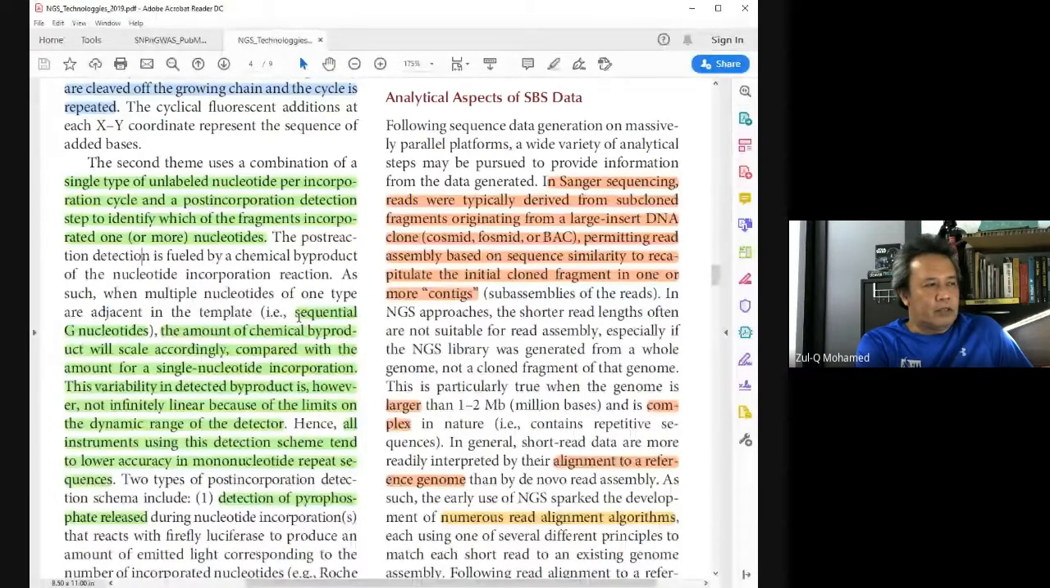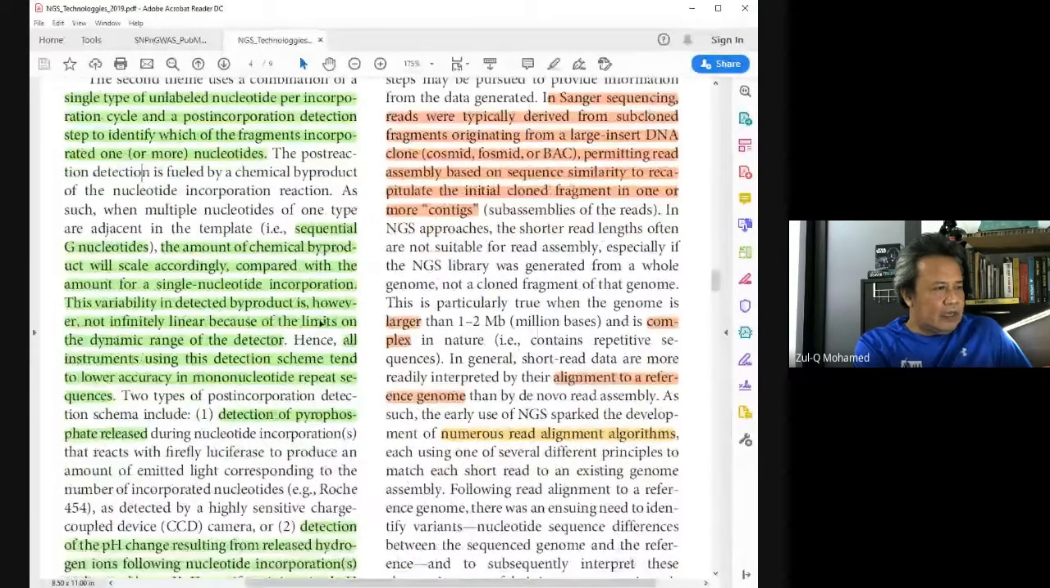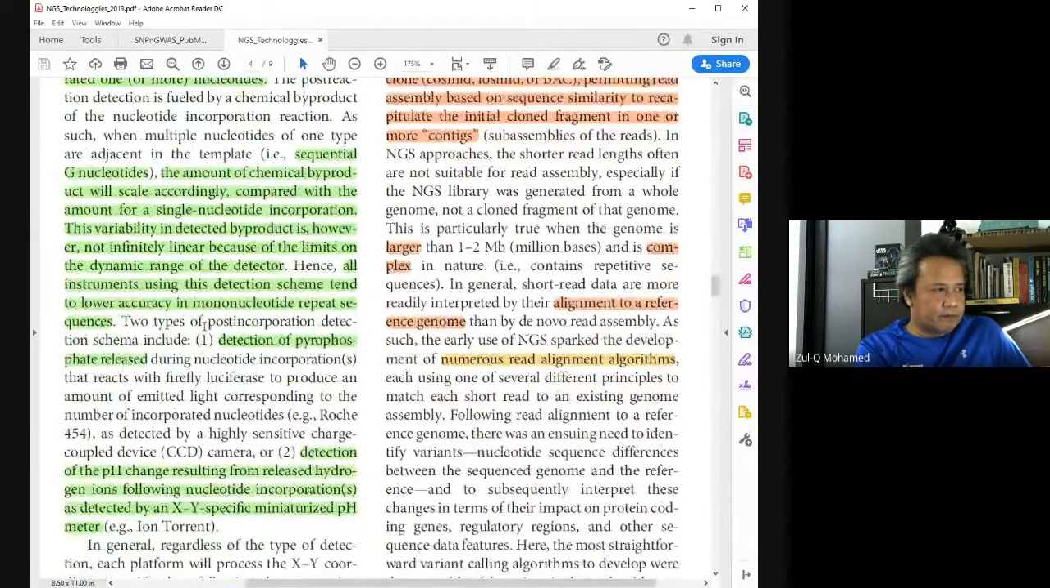This one talks about what happens if you have two bases of the same type, so you get a higher signal and so on. It says that all instruments using this detection scheme tend to have lower accuracy in mononucleotide runs, but again, this has been improved. Detection of pyrophosphate release, detection of pH. Roche 454 system detects pyrophosphate release during nucleotide incorporation.